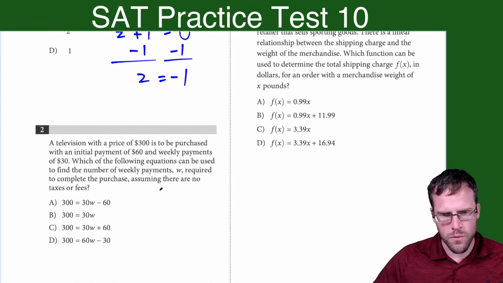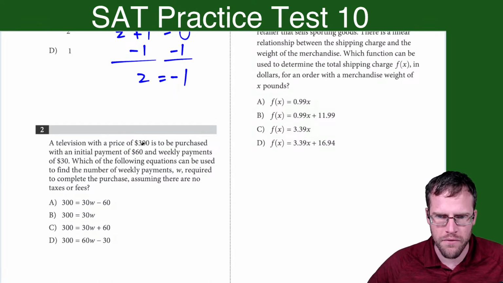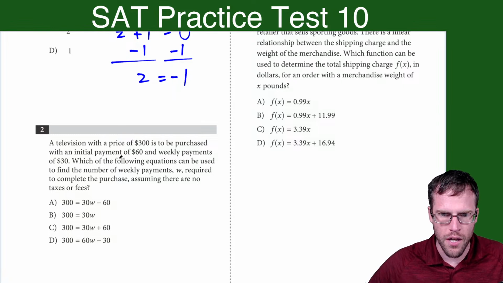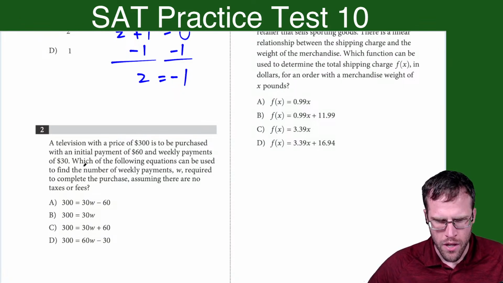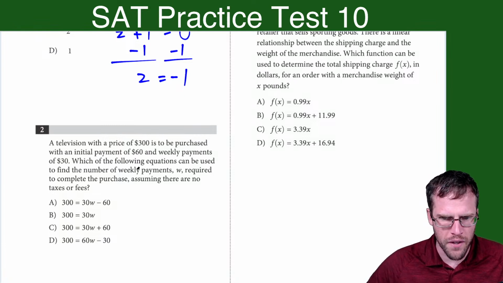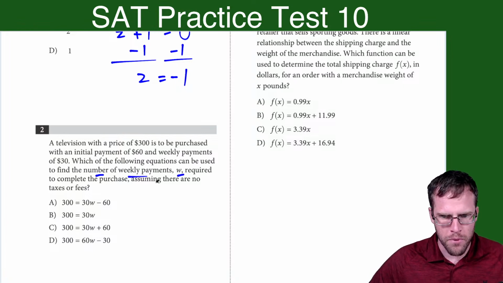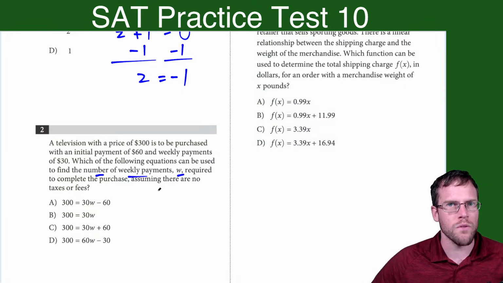Okay, now this one, let's see. We have a TV with the price of $300 is to be purchased with an initial payment of $60, weekly payments of $30. So which of the following can be used to find the number of weekly payments W required to complete the purchase, assuming there's no taxes or fees?